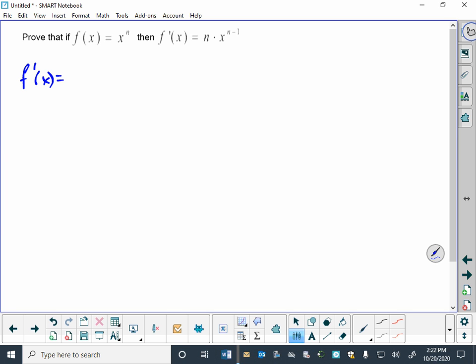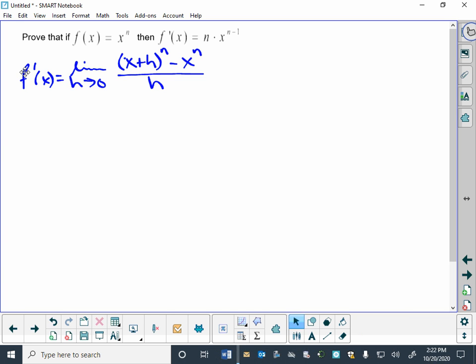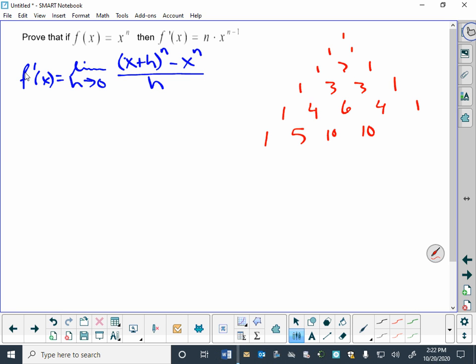So we'll say f prime of x is equal to the limit as h goes to 0 of x plus h to the nth power minus x to the nth power all over h, which looks innocuous enough until we realize we have to expand x plus h to the n power. This is where we have to go back and remember what our Pascal's triangle was all about. So let's get Pascal's triangle on here and see what that can help us do.